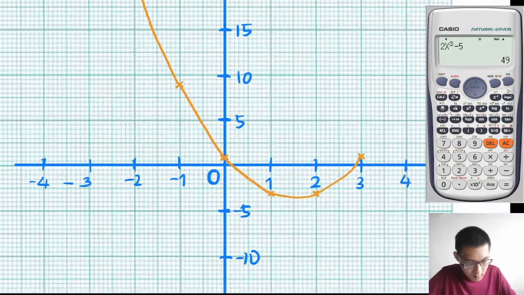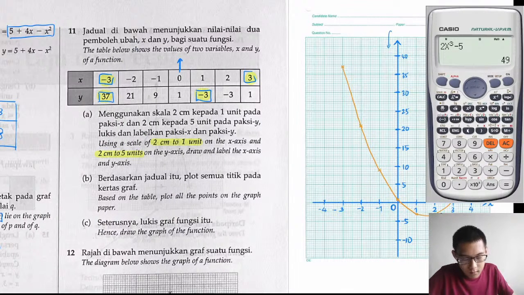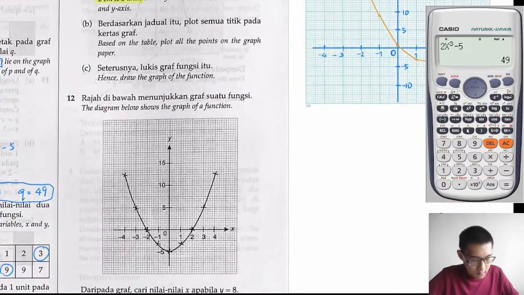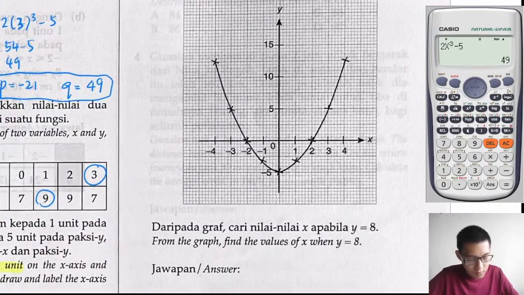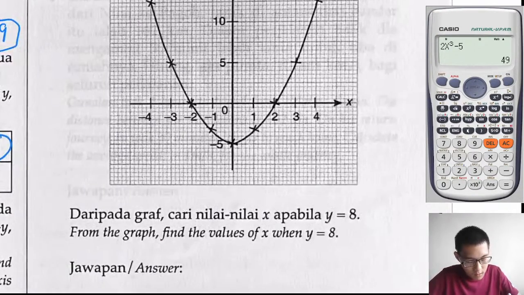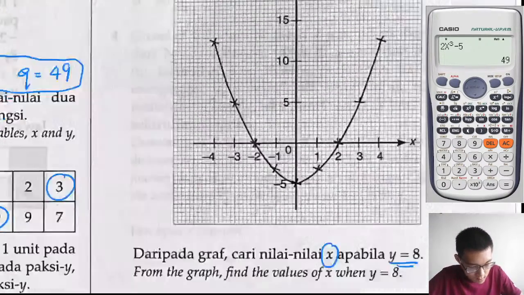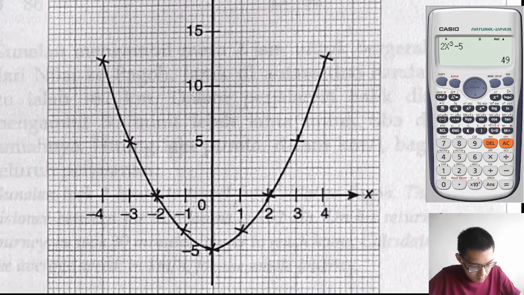Okay, like that. So the graph will be like that. And then I forgot to put the y here. In the graph, sometimes they ask you to find the value of x if y equals 8. Let's say y equals 8, so maybe you can try to draw the line here. 6, 7, 8. Yeah, 8 is here.